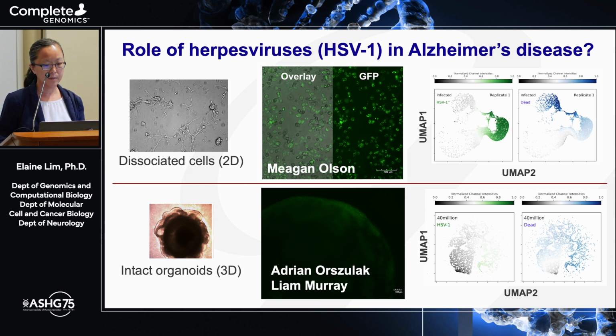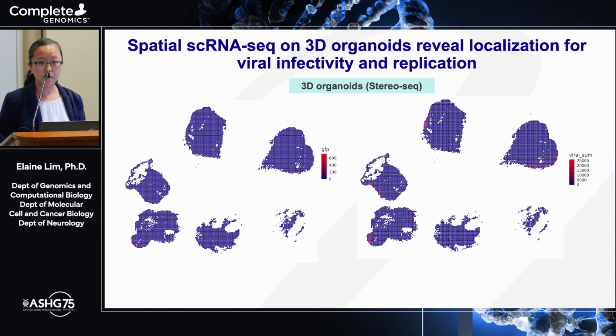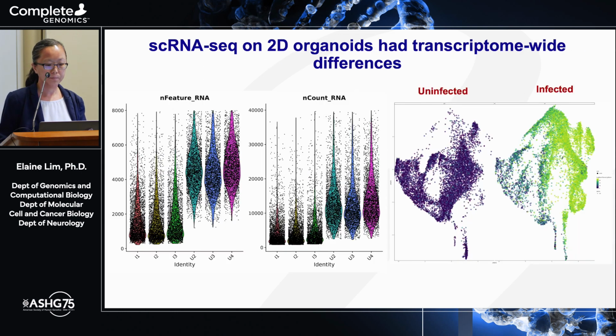So looking at some of our initial results from using Stereo-seq, we mapped the expression of GFP, on the left, and we saw the red dots, and we saw that, as expected, the infected cells were mostly on the periphery of the organoids. The red spots are just on the outside. And similarly, when we mapped the viral transcripts that we were able to get from the Stereo-seq data, we saw a very similar pattern, that it was mostly the peripheral cells that had a high amount of viral transcript expression.